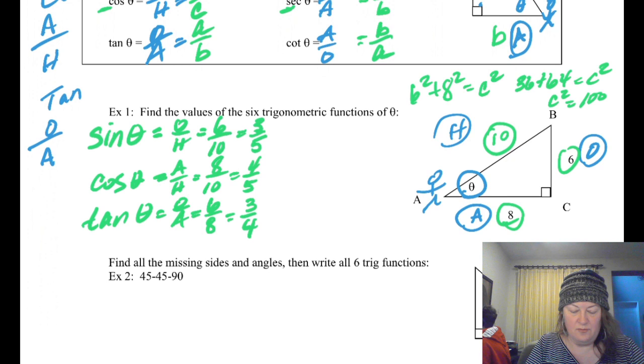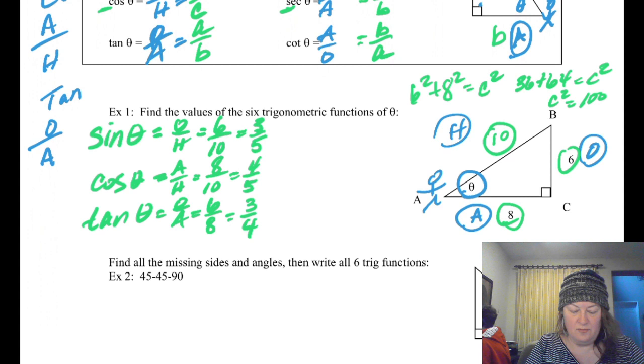Notice if I write them in this order every time, you can see that sine is a 6, cosine is an 8, and tangent is those two numbers stacked on top of each other. So it makes it a little bit easier to organize your numbers when you're writing them in order.